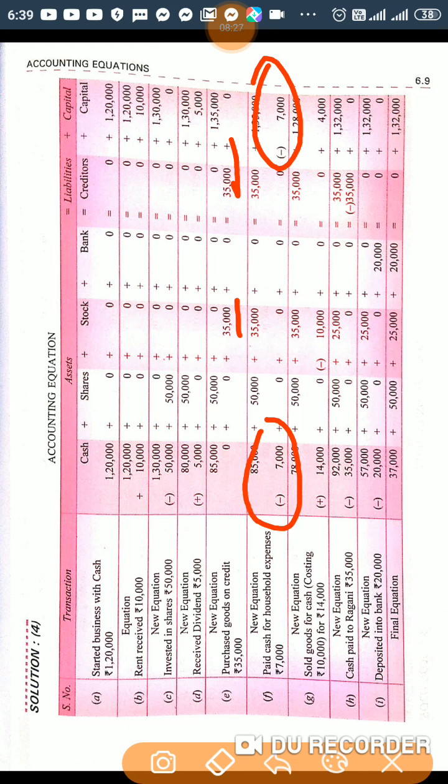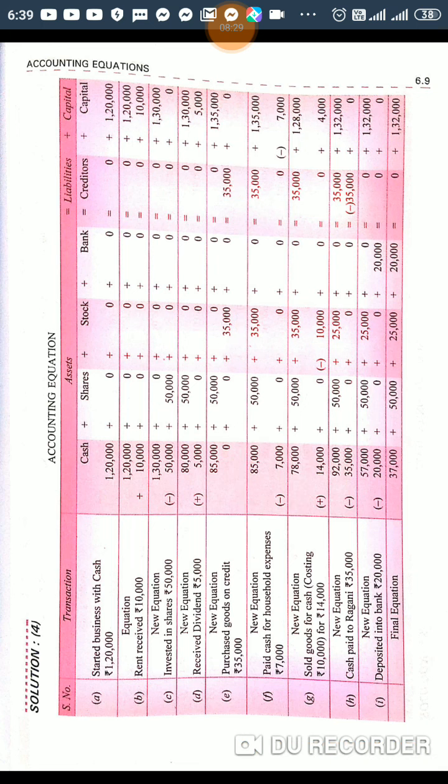The equation remains balanced. So the new equation: cash is decreased by 7,000, now the balance is 78,000, shares 50,000, stock 35,000, bank remains 0, creditors 35,000, plus now capital is decreased by 7,000, so it becomes 1,28,000. If you check and make the total of both the sides, you get to know both sides have the same amount of total.